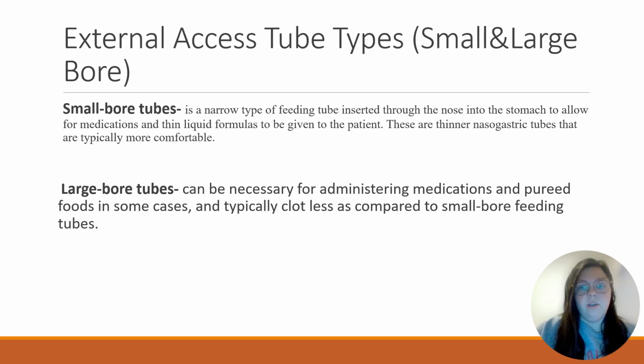Enteral access tube types, small and large bores. Small bore tubes are narrow types of feeding tubes inserted through the nose into the stomach, which allow medications and thin liquid formulas to be given to the patient. These tubes are thinner nasogastric tubes, and typically these are more comfortable for the patient.